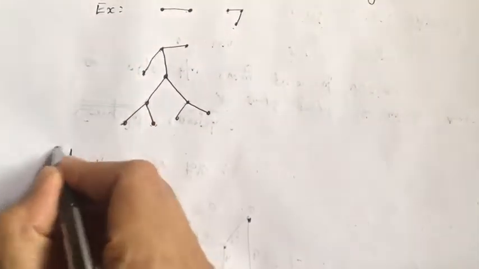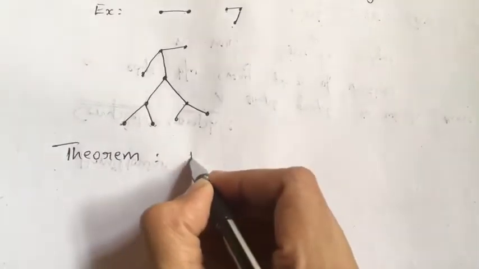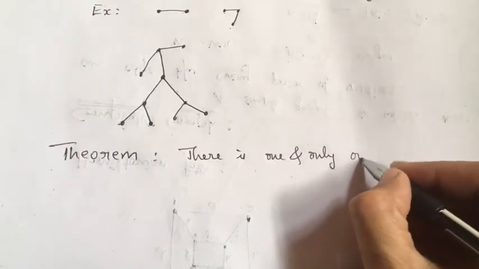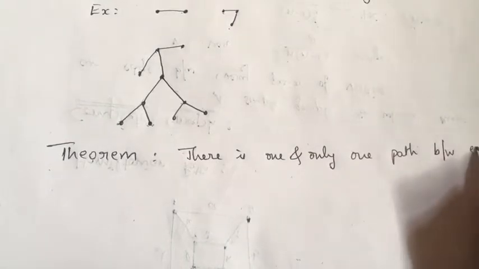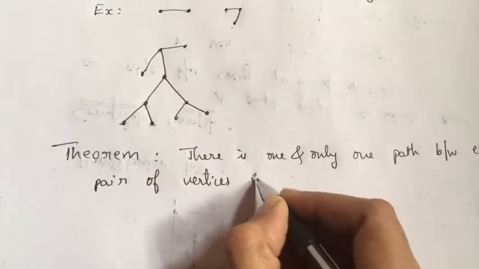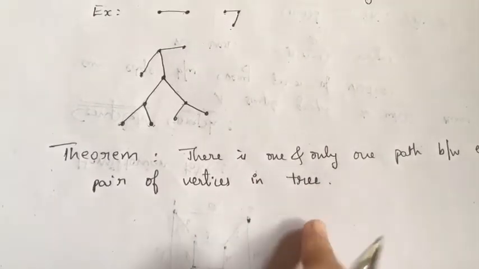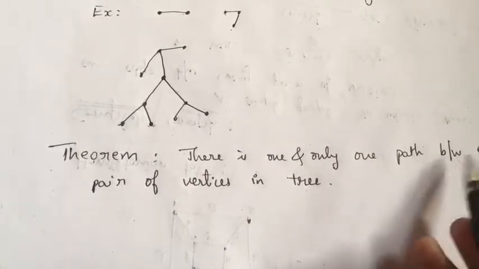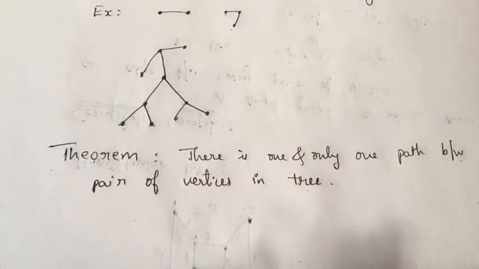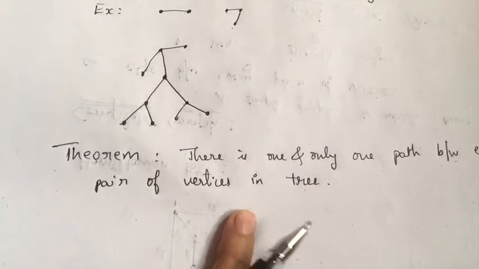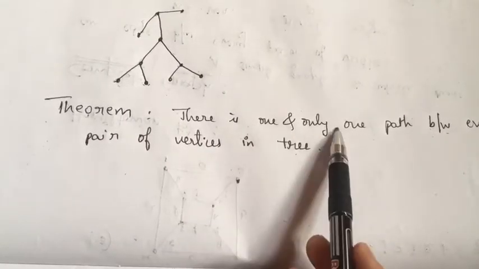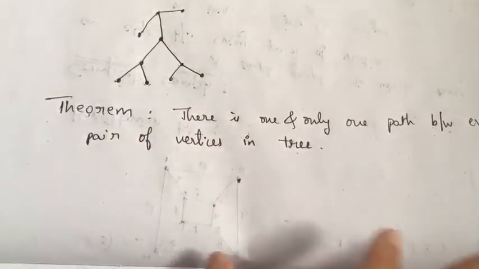So the theorem states there is one and only one path between every pair of vertices in a tree. In fact, if in a graph there is one and only one path between every pair of vertices, then that graph has to be a tree. We'll prove this part: there is only one path between every pair of vertices in a tree. I'm taking a tree and proving that it has only one path between any pair of vertices.